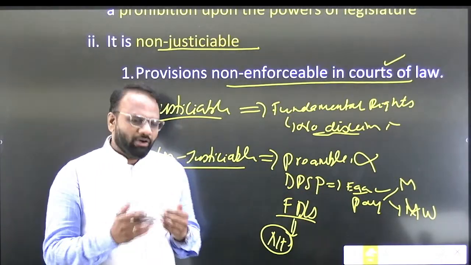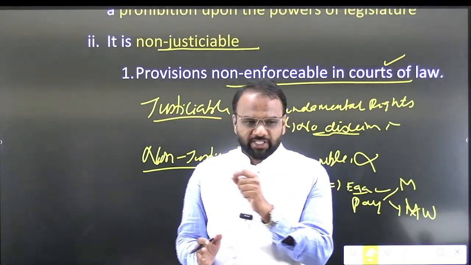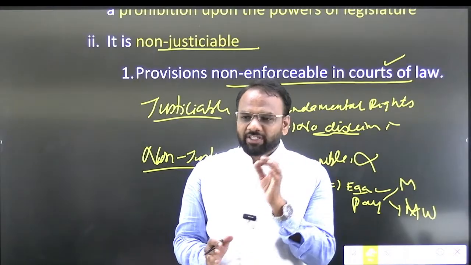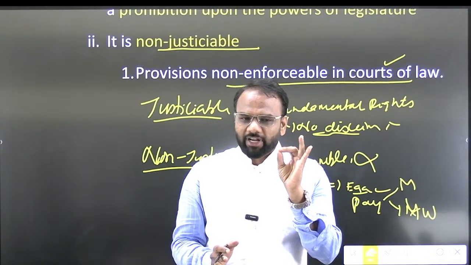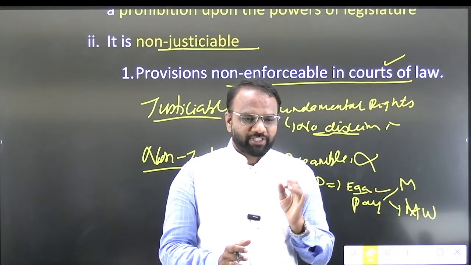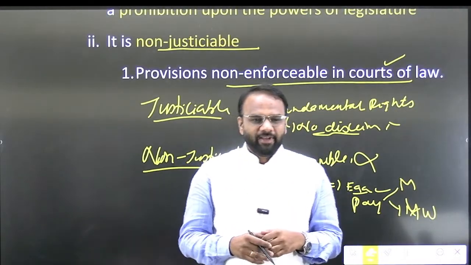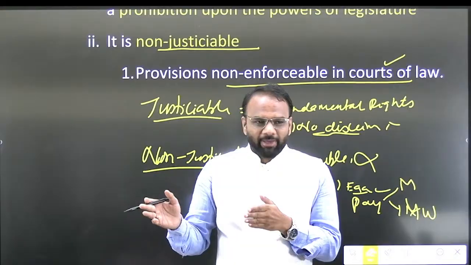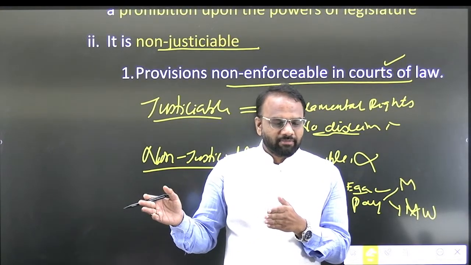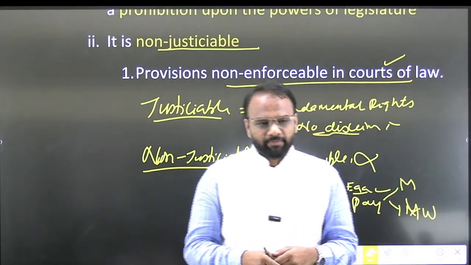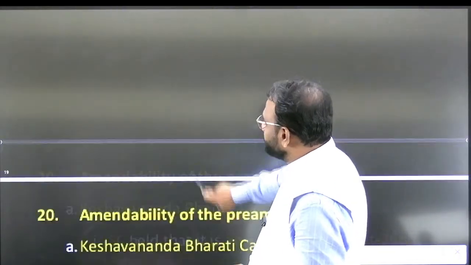For the time being we shall understand that there are two entities: one is justiciable, another one is non-justiciable, and these terms appear in the context of four entities: preamble, fundamental rights, fundamental duties, directive principles of state policy. In which case is it justiciable, in which case is it not? Fundamental rights are justiciable; preamble, DPSP, fundamental duties are non-justiciable. So with this discussion we have concluded the topic called preamble.